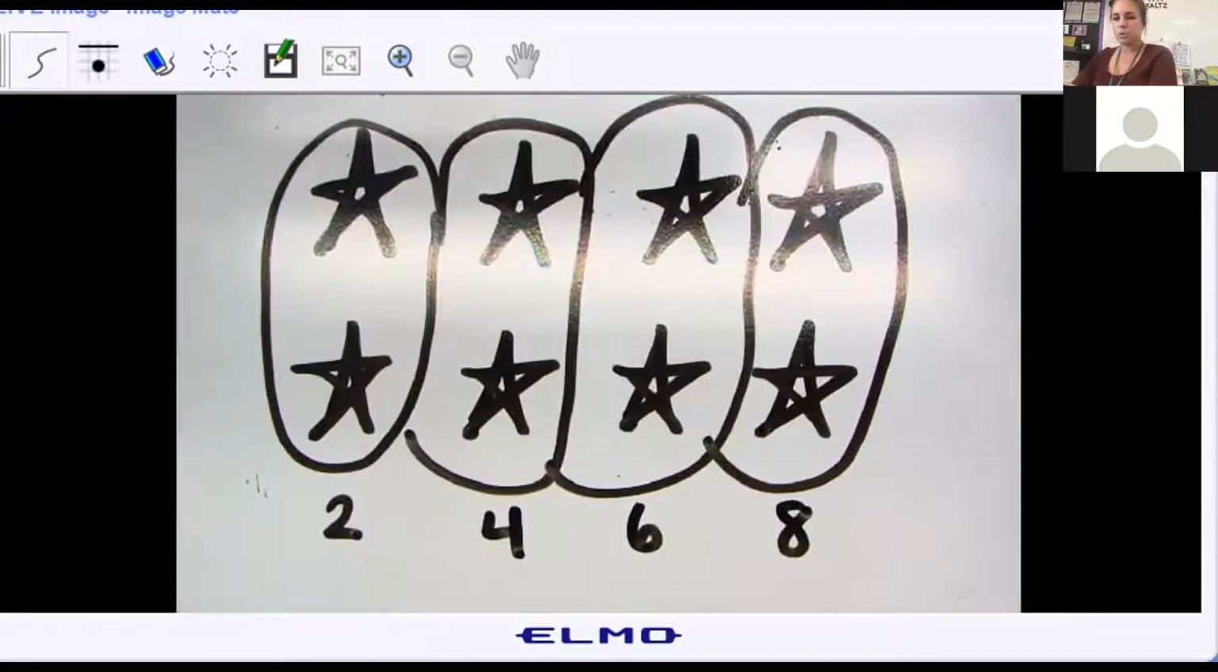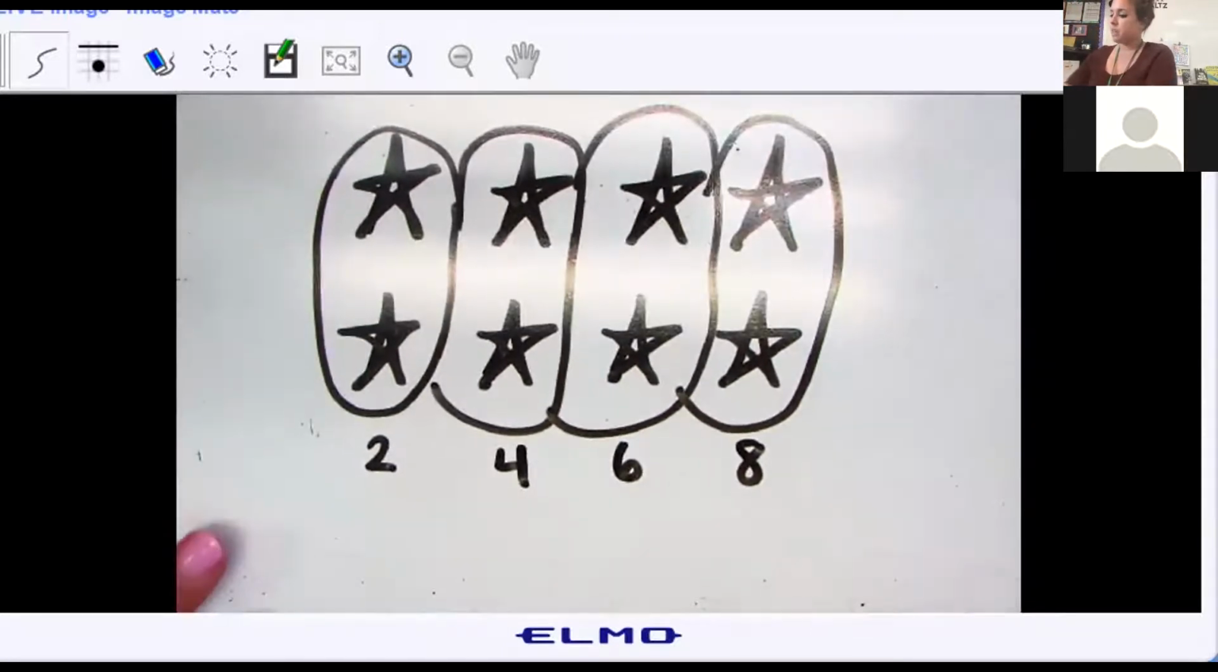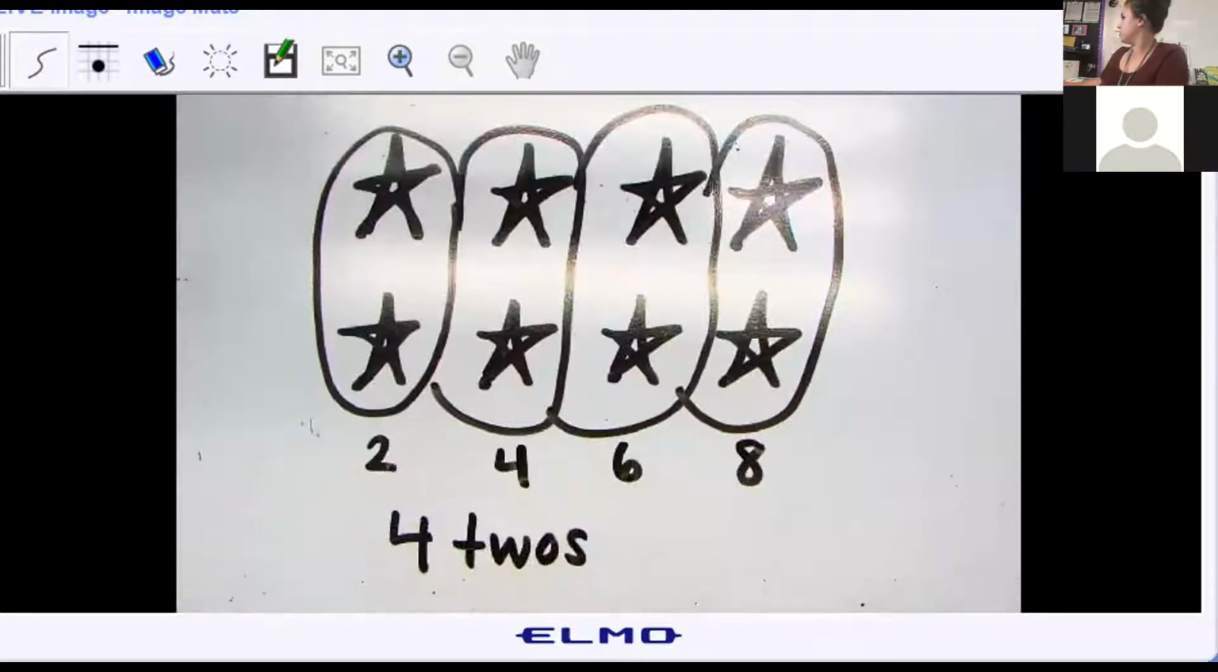How many groups of 2 are there? There's 1, 2, 3, 4 groups of 2. So we would say there are 4 2s.